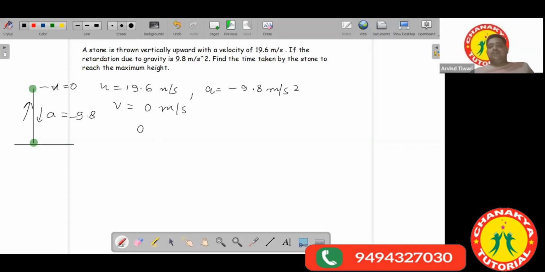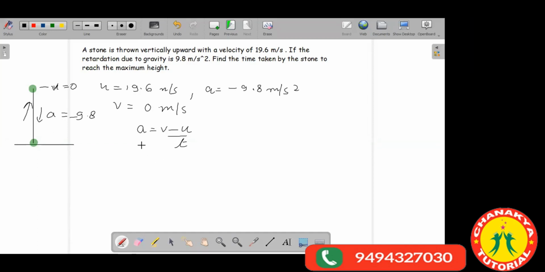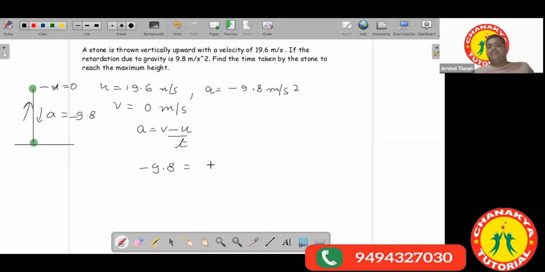2 seconds. Use the formula a equals v minus u by t. Put the values. Sir, I took it in the equation and got v minus u by a equals t. Yeah, you can get it that way also. So v is 0 minus u is 19.6 divided by a. We want to find t, so you can transpose the terms. You will get t equals minus 19.6 divided by minus 9.8. So you will get your answer as 2 seconds.